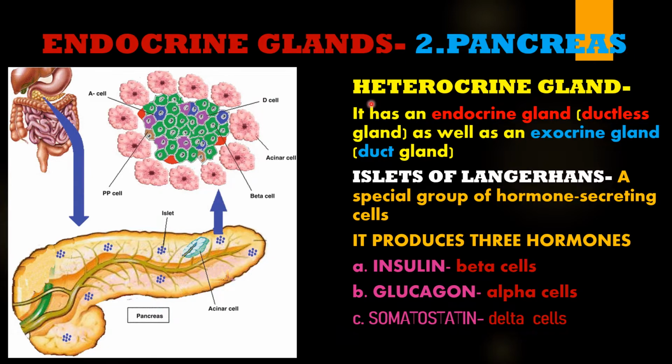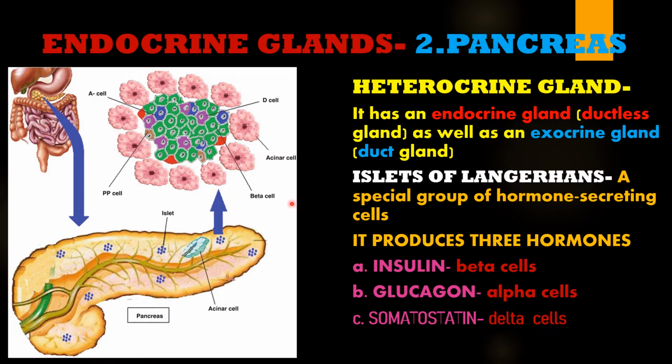Pancreas, also known as a heterocrine gland, because it has an endocrine gland as well as an exocrine gland. Endocrine gland means ductless gland. Then exocrine gland means there is a duct. That gland has a duct.